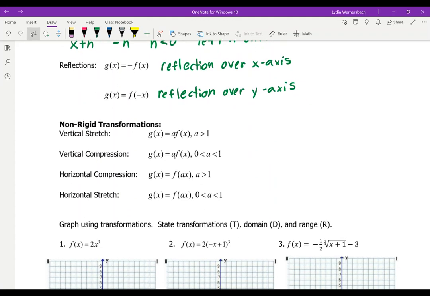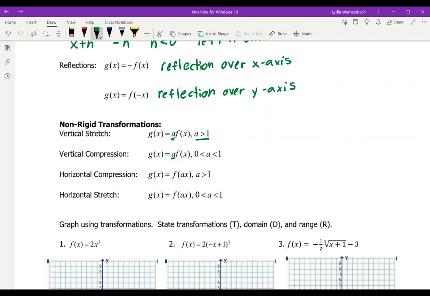We also have things called non-rigid transformations. Now, these are the things that are going to change your graph's shape. It's either going to stretch it or compress it, or a compression can also be called a shrink. So we just want to be careful with that. The bigger ones that we're going to work with are the vertical ones. So for a vertical stretch, again, that's happening where that coefficient is out front. When that a is bigger than 1, so like 2, 6, 3/2, anything like that, when it's bigger than 1, we call that a vertical stretch by that number, okay?